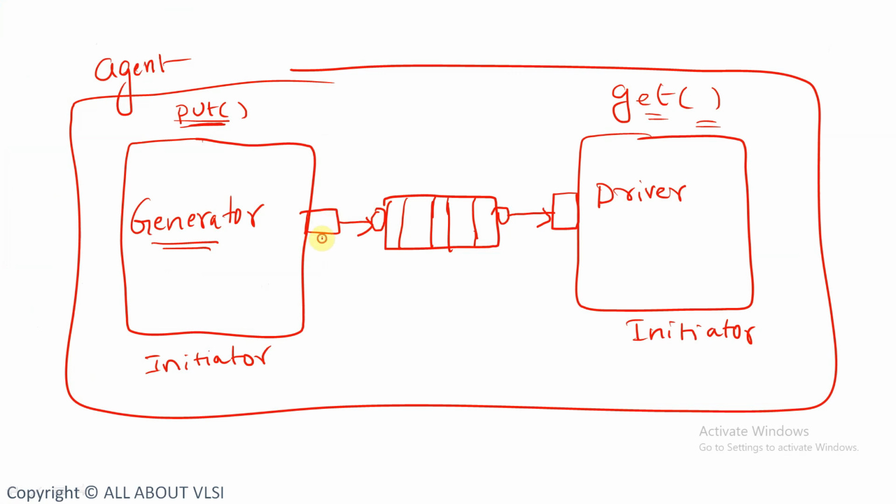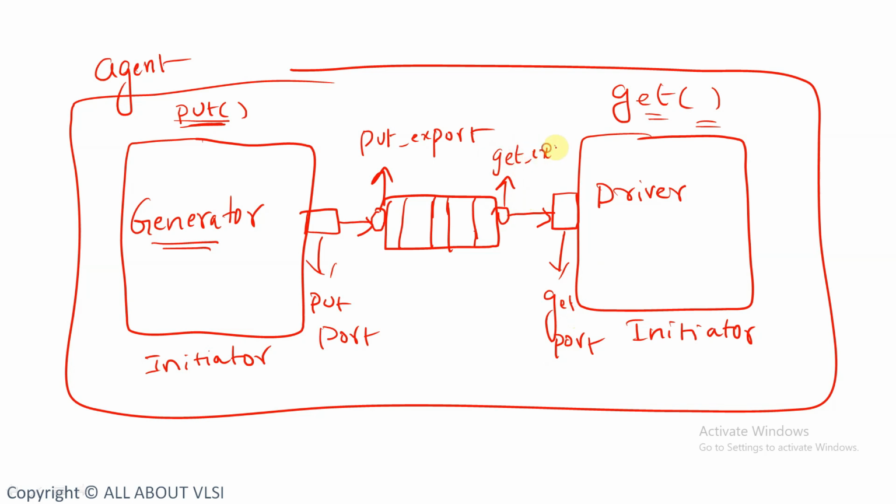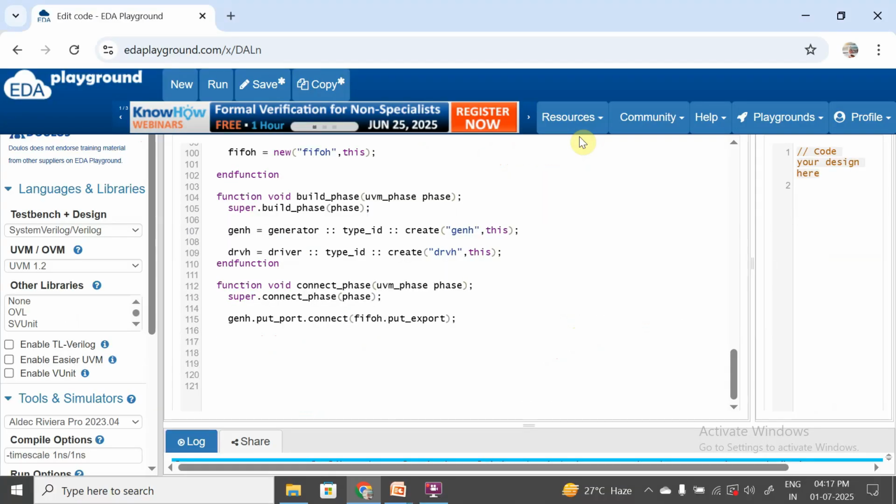So I'm basically connecting this put port with my put export, and I'm going to connect my get port with my get export. So this is what I'm making. Driver drvh.get_port.connect of fifoh.get_export. So this is how I'm going to connect, followed by end function and end the class.